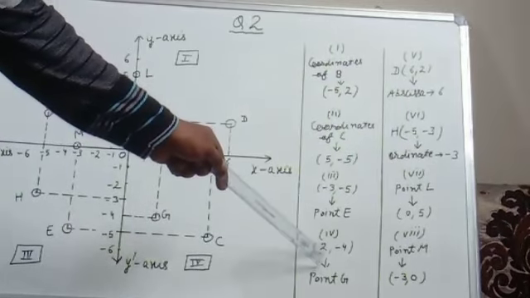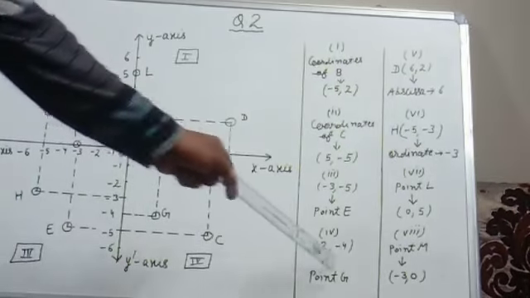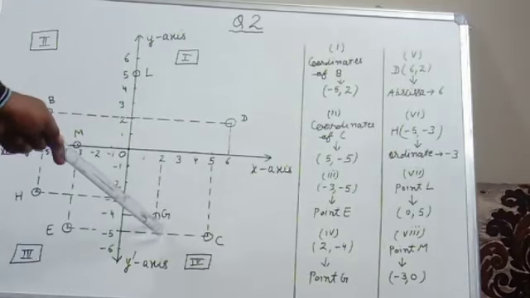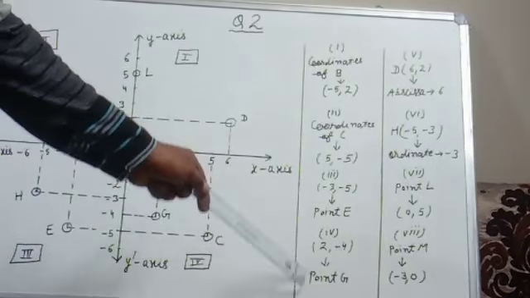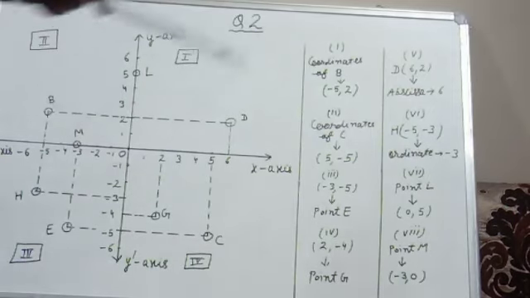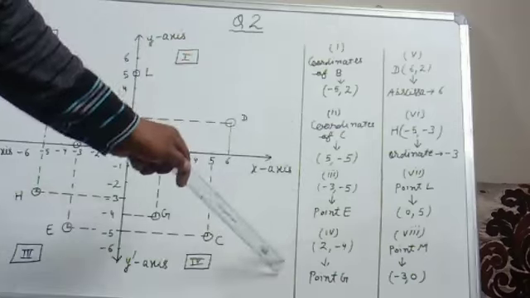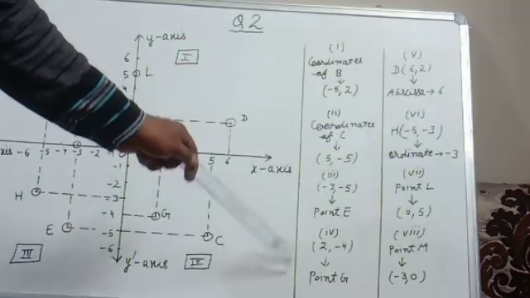Then I have to search 2 on x, so this is 2, and -4 on y, so this is -4. These two intersect at G. So the answer of the fourth part is point G. In the first and second parts we have to find the coordinates. In the third and fourth parts the coordinates are given and we want to find the point.